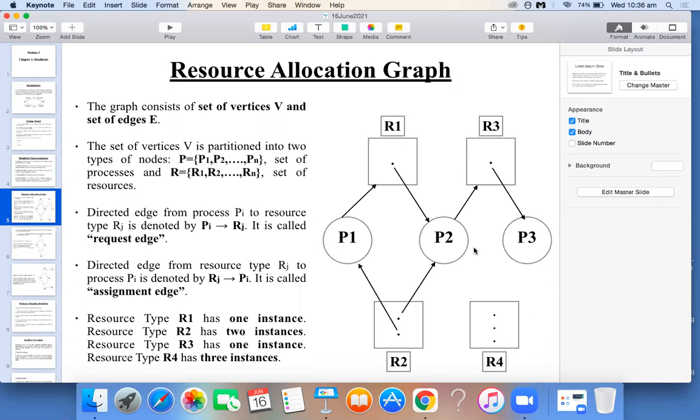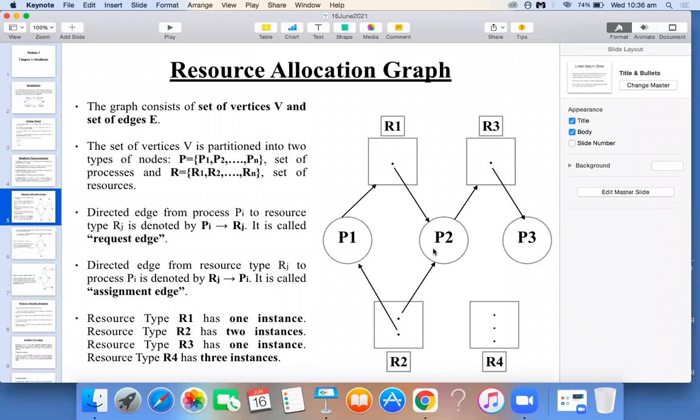How many request edges are present? Please unmute yourself and tell in this diagram. How many request edges are there in this diagram? 2. What are those? Can you tell? P1 to R1 and P2 to R3. Correct. So there are 2 request edges. You can see P1 to R1 and P2 to R3.